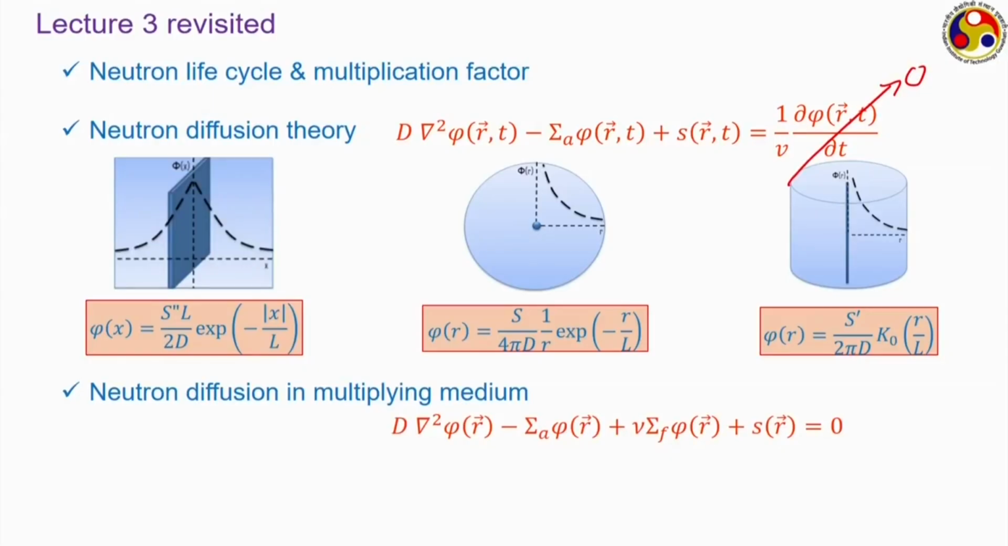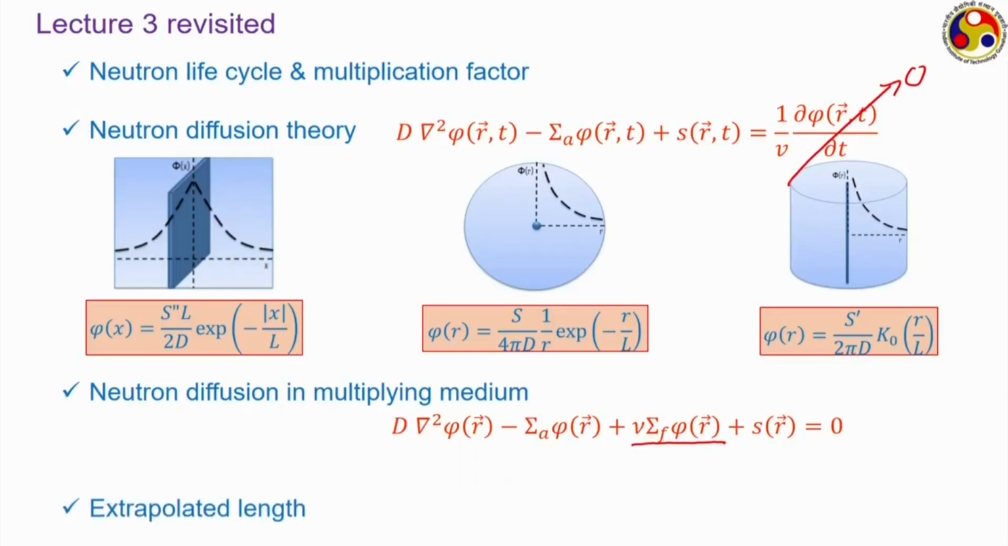This is only for a critical reactor. So, we are taking 0 on the right hand side, and we have this additional term here, which represents the generation of neutrons because of fission. Here nu is the average number of neutrons produced per fission, sigma f is the macroscopic fission cross section, and phi of course is the neutron flux distribution.